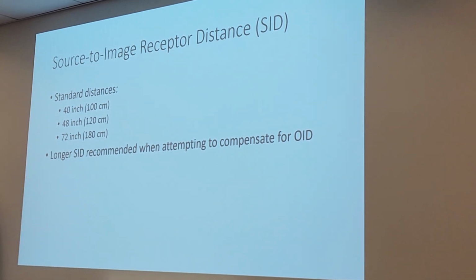Why do we have a longer SID on the lateral? Because of the OID. That's right, we have OID right here. The C-spine is right by the IR when you're AP. But on the lateral, now we have all the space due to the shoulder between the C-spine and the IR. So more OID means more SID is needed to reduce magnification.